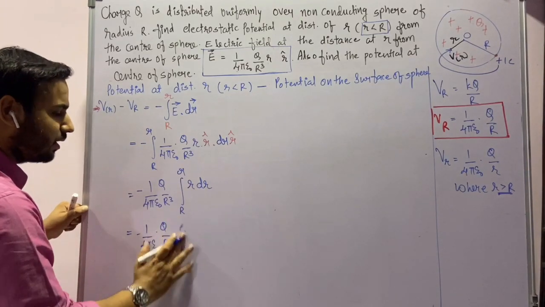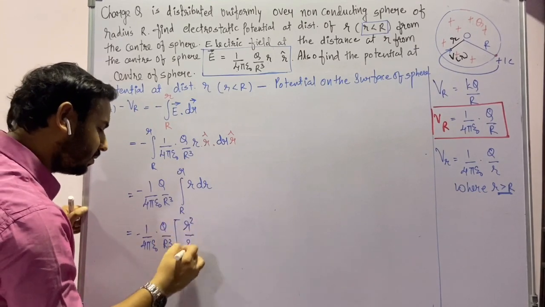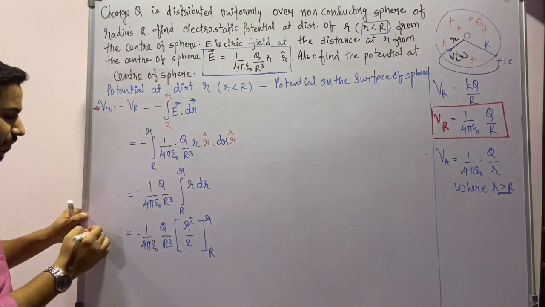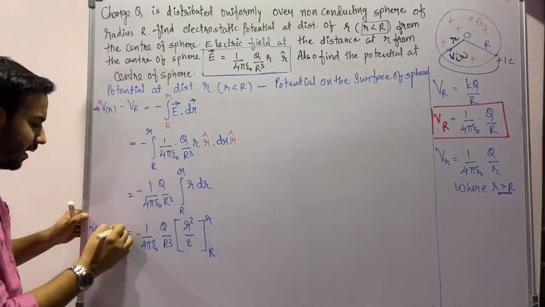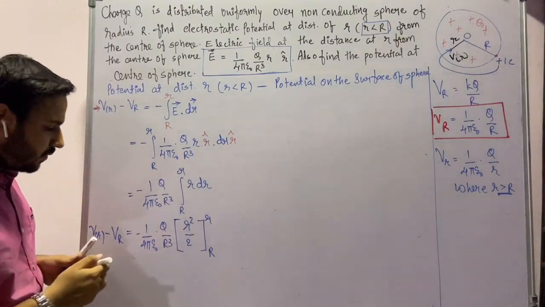In the integration, now we will have to write the limits. r square by 2, from where to where? Capital R to small r. V of r minus V of capital R. Now just solve this.